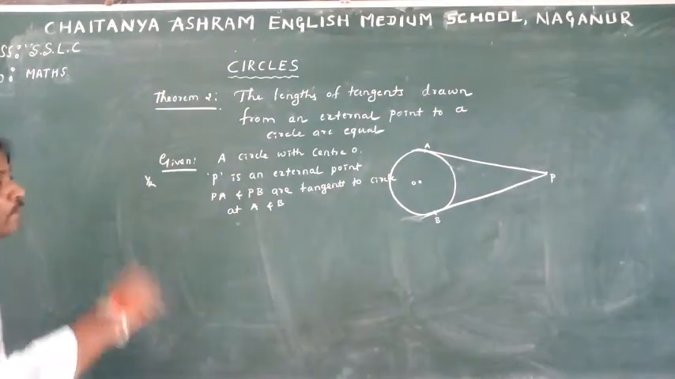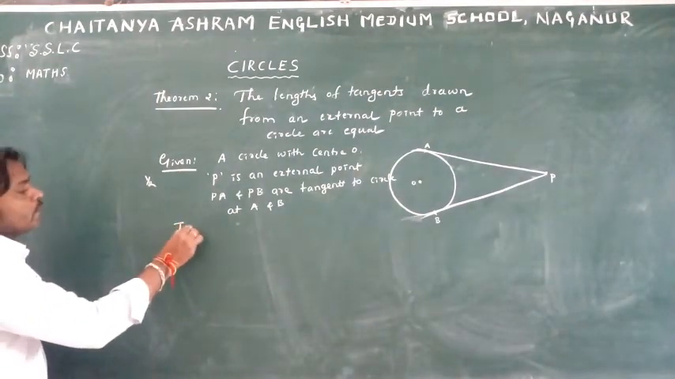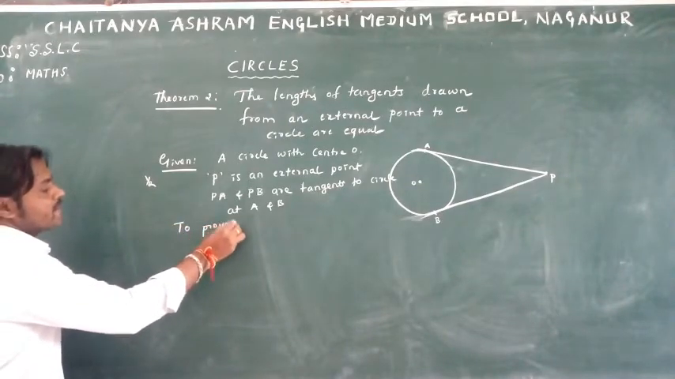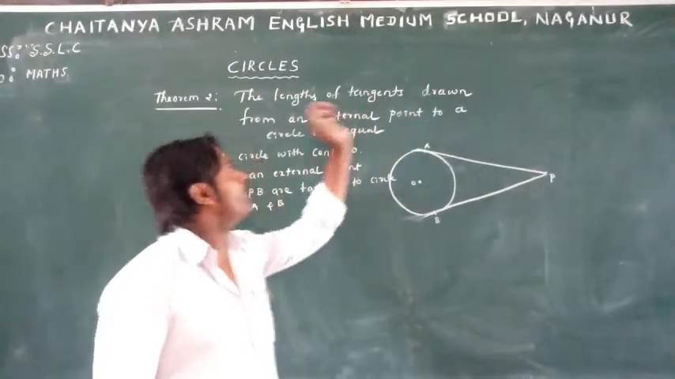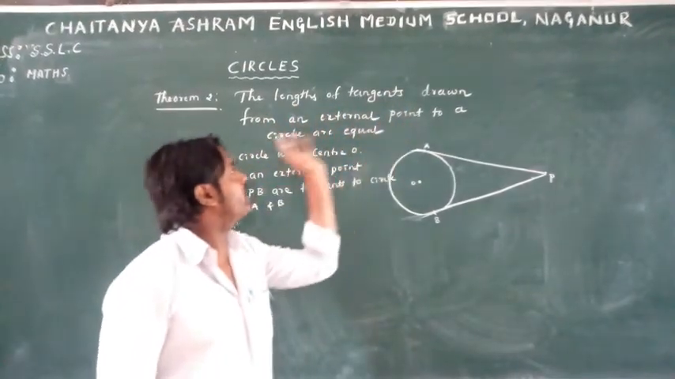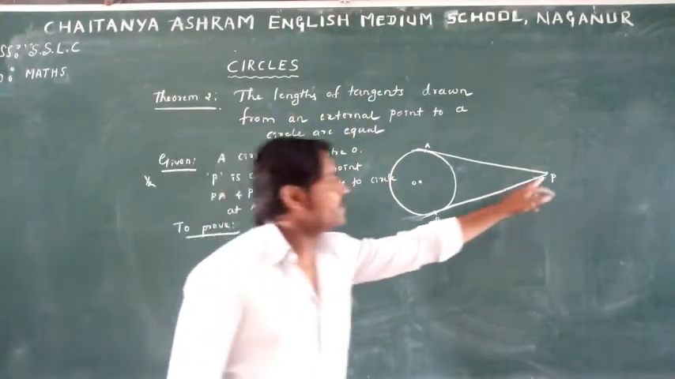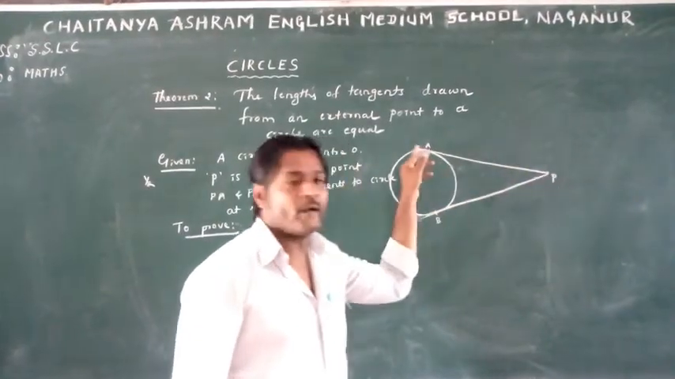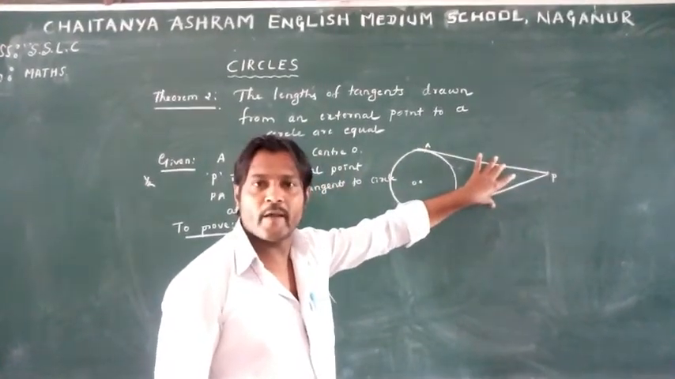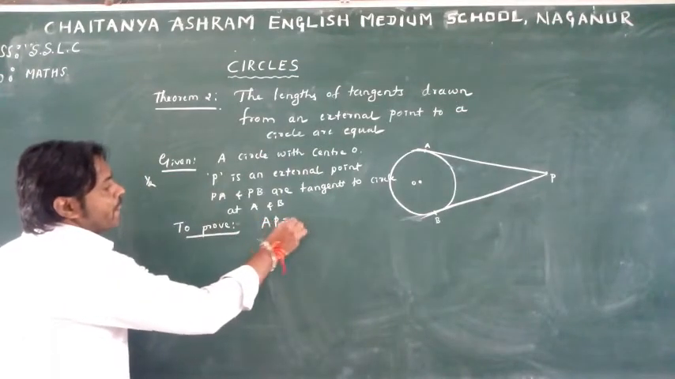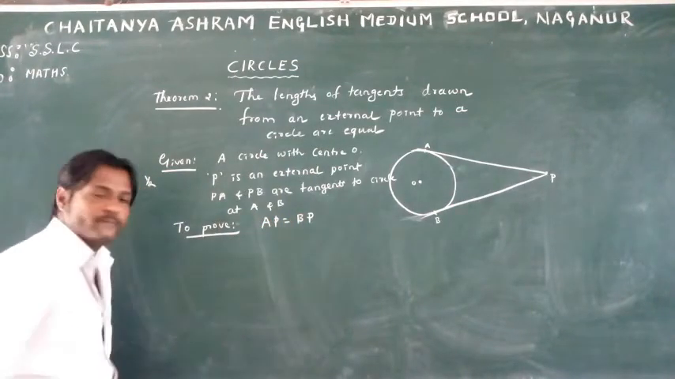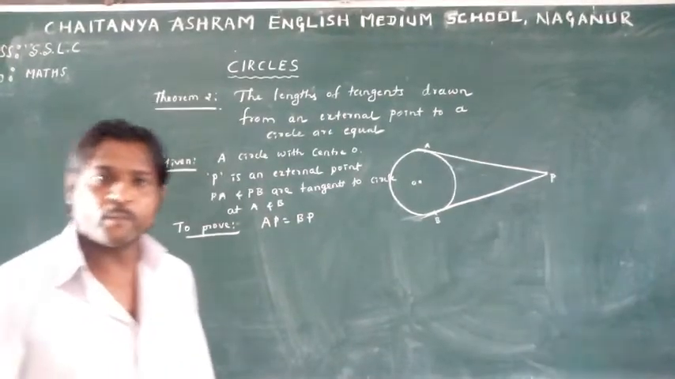Next, what are we going to prove? What we prove is, the lengths of the tangents drawn from an external point to a circle are equal. These tangents are drawn from an external point. These are equal. This we are going to prove. That is, AP equals BP.